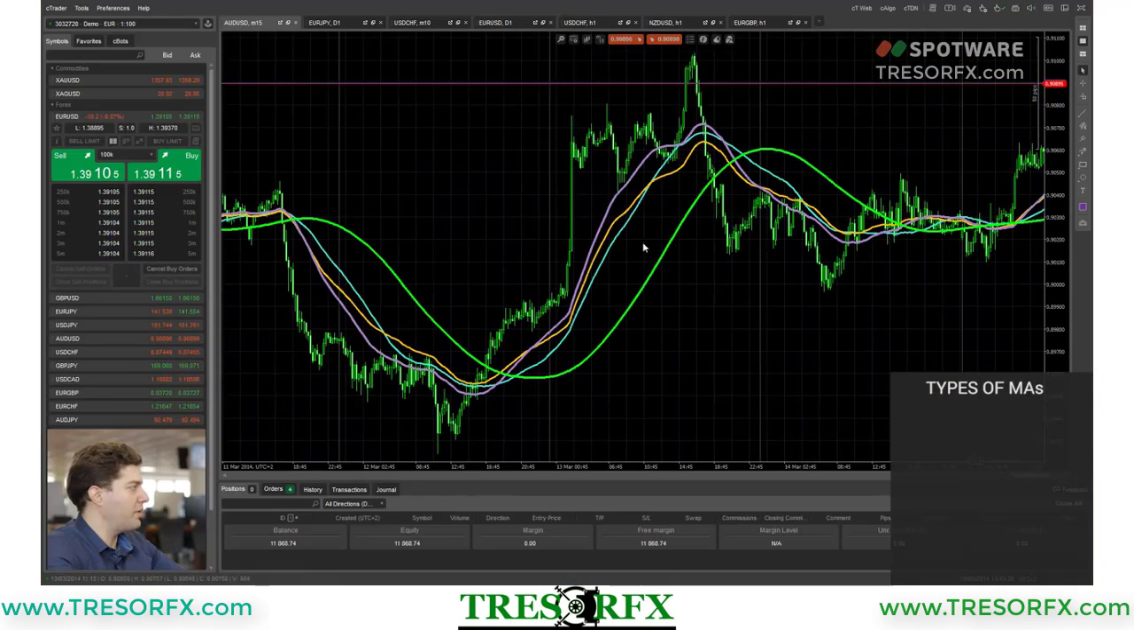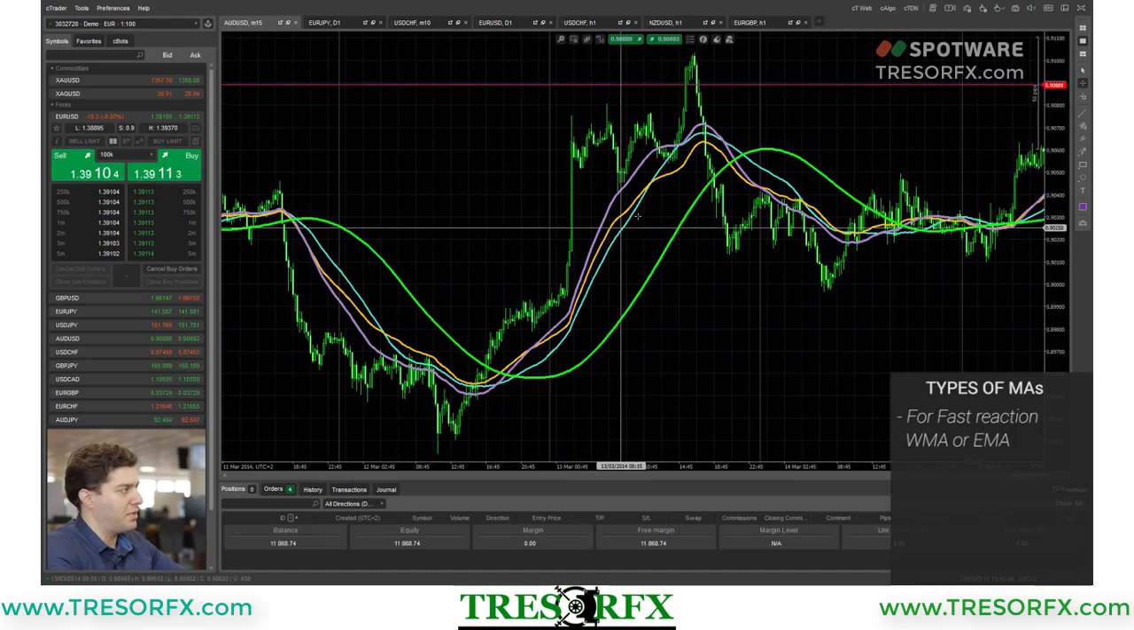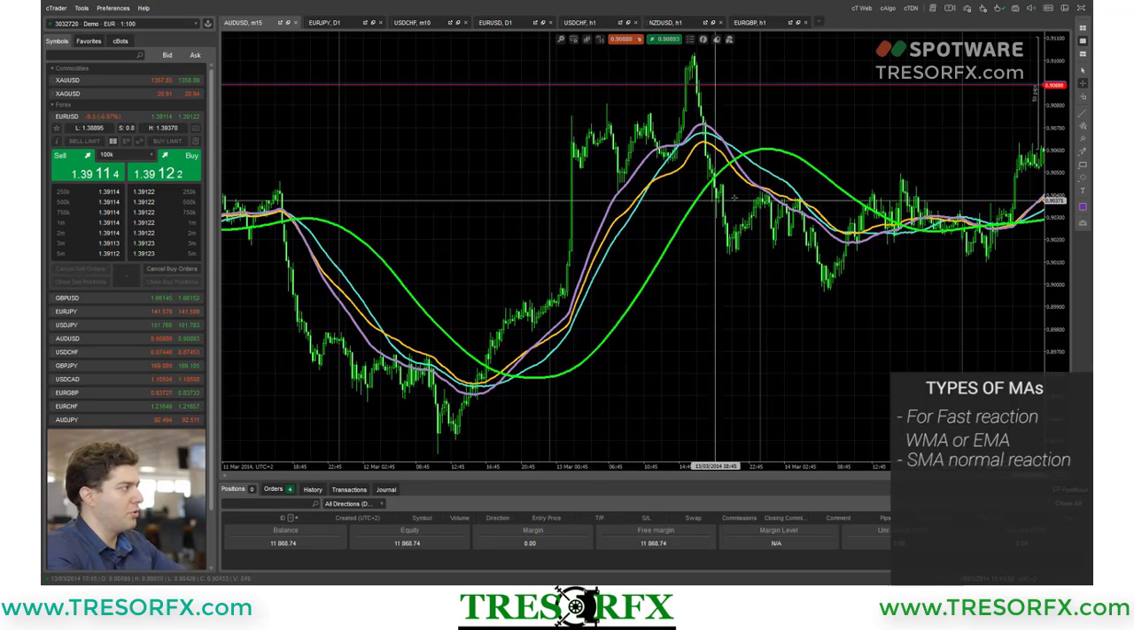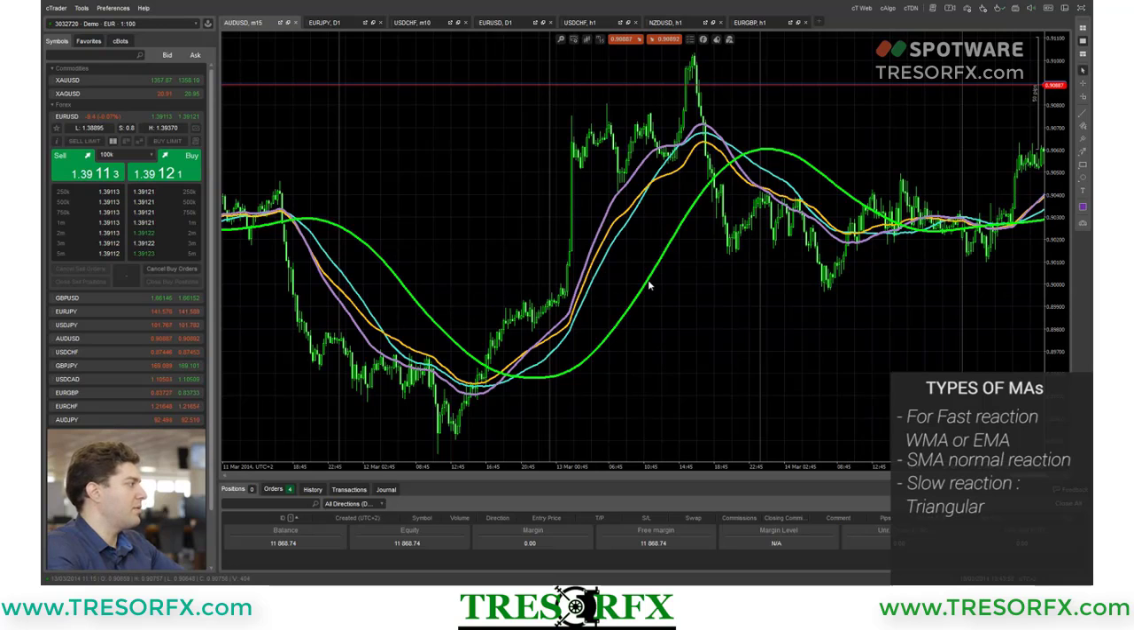So these are the differences between all the types of moving averages. Depending on what you want to do, you should choose which moving average you want. If you want a moving average that reacts very fast to the price changes, you should be using the weighted or the exponential one. If you want a moving average that doesn't react as fast, you should be using the simple moving average. And if you want a moving average that reacts very slowly and smooths out the price a lot, you should be using the triangular moving average.